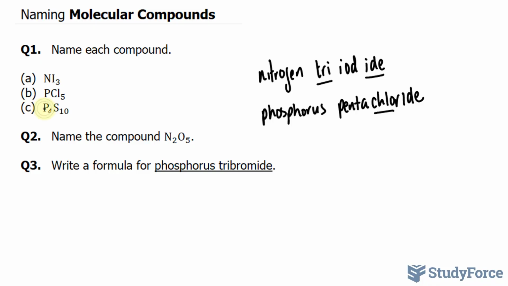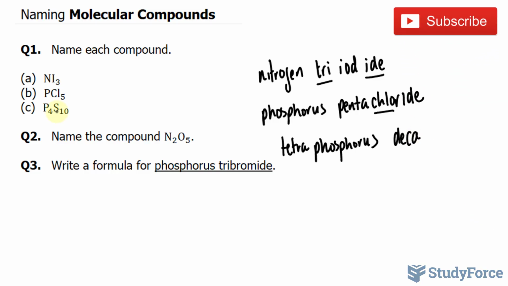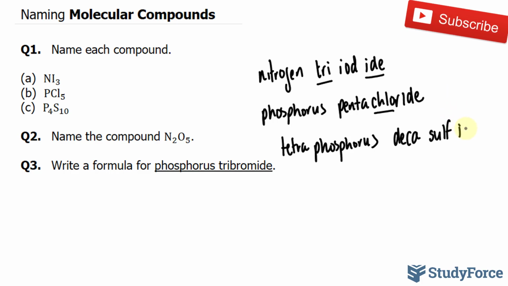Given now that there are 4 phosphorus, we will write down tetra, followed by the element phosphorus. And we have 10 sulfurs. The prefix for 10 is deca. The base of the atom sulfur is sulf. And we end up with ide, giving us tetraphosphorus decasulfide.